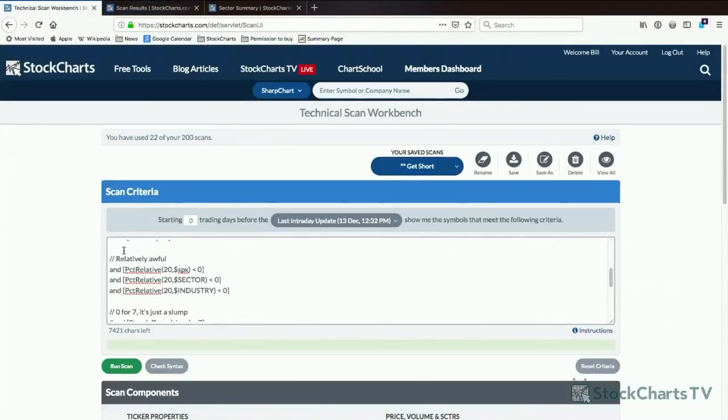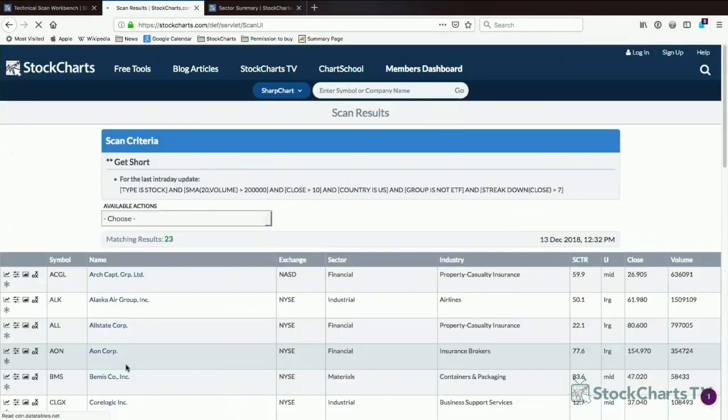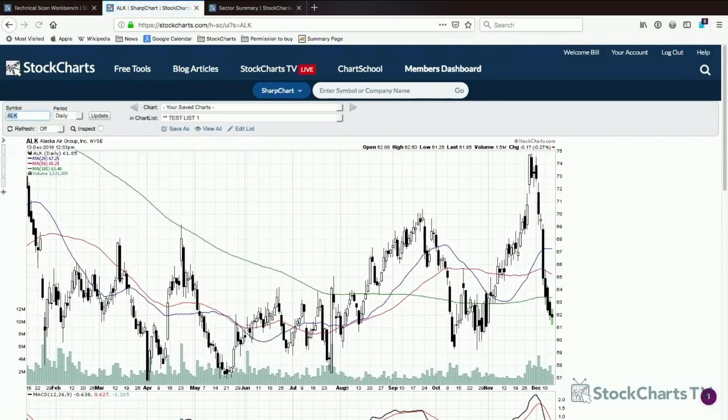So we'll go back there. I'll cover that guy up. We'll go down to our next one. This is a relatively new feature that we put in called Streak Down, and it basically says, I'm looking for stocks that have consecutive numbers of down days, or in this case, we're looking at the close. And so what we're going to look for here is stocks that have been down every day for at least 7 days. So they're just straight down.